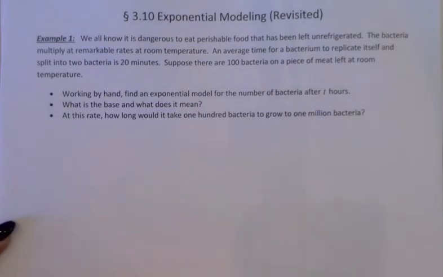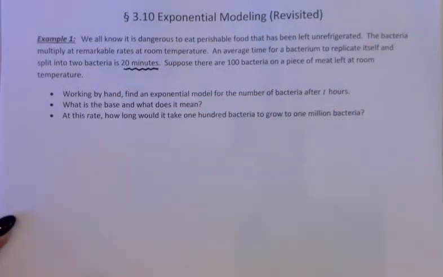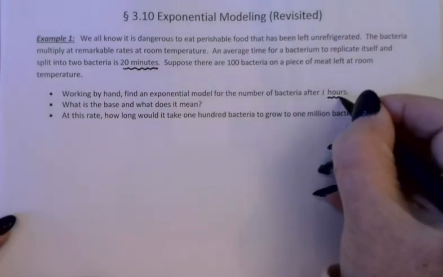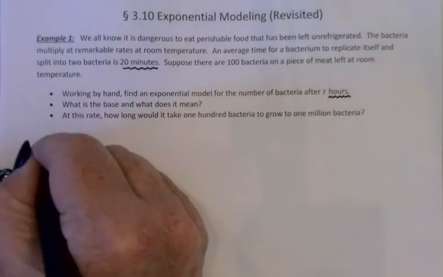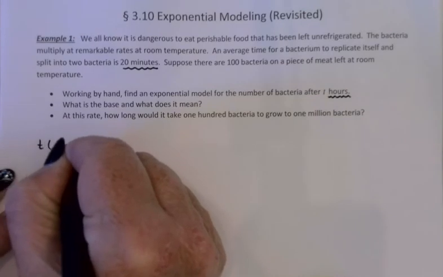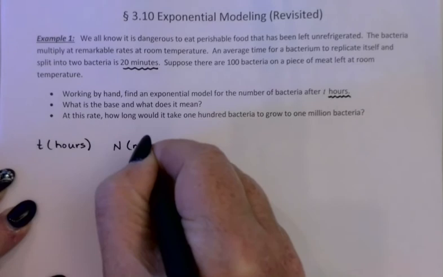One thing that strikes me before I even get into the problem is I do need to be careful with my units here. Notice that the time for the bacteria to split was given in minutes, but my model is supposed to be in hours. So I'll have to be careful with that as I set this up. As you've seen me do before, when I don't have a table, I often like to start by creating one. So let's do that. For a time t in hours, let's let n be the number of bacteria.